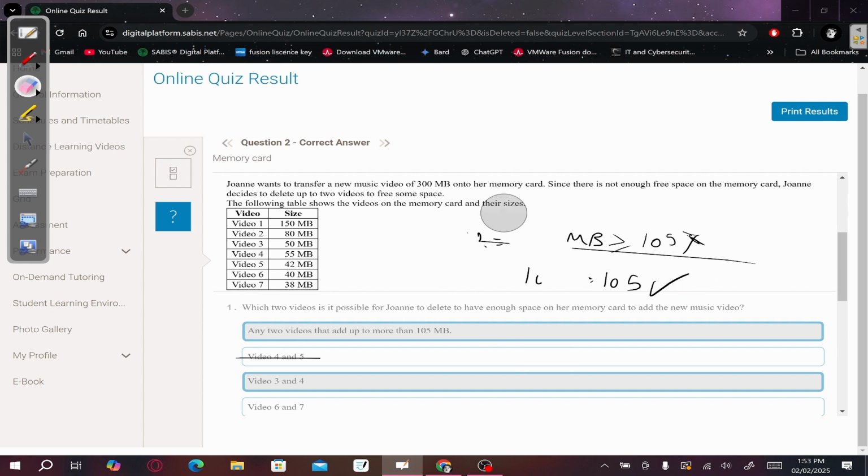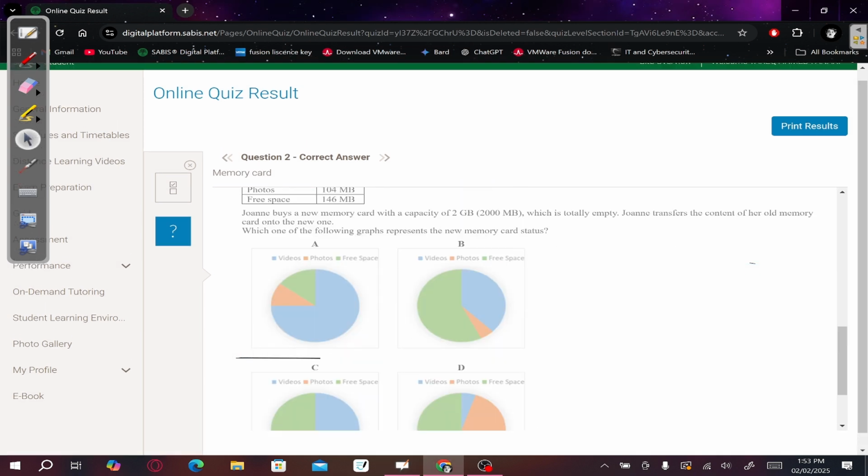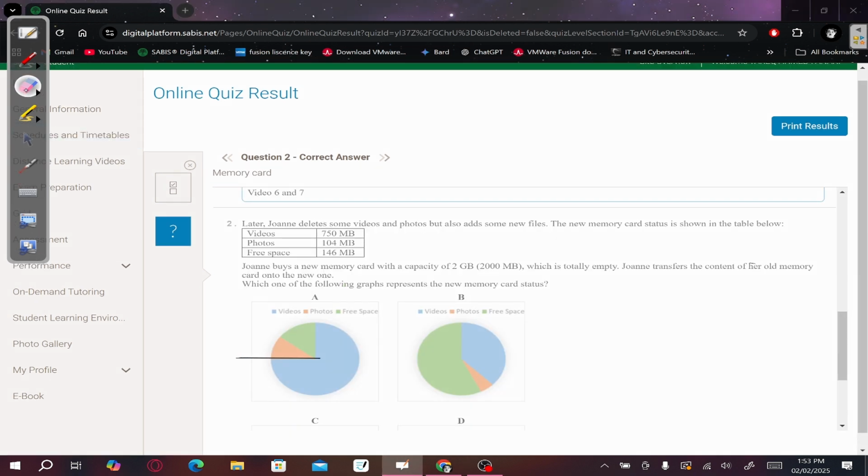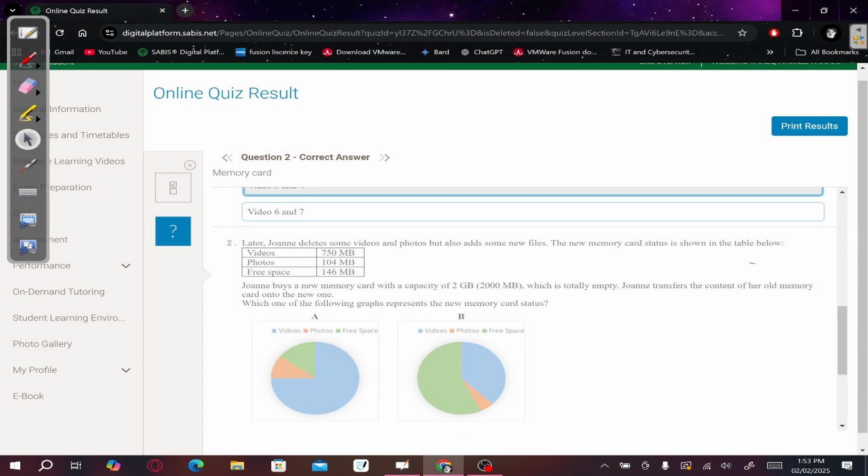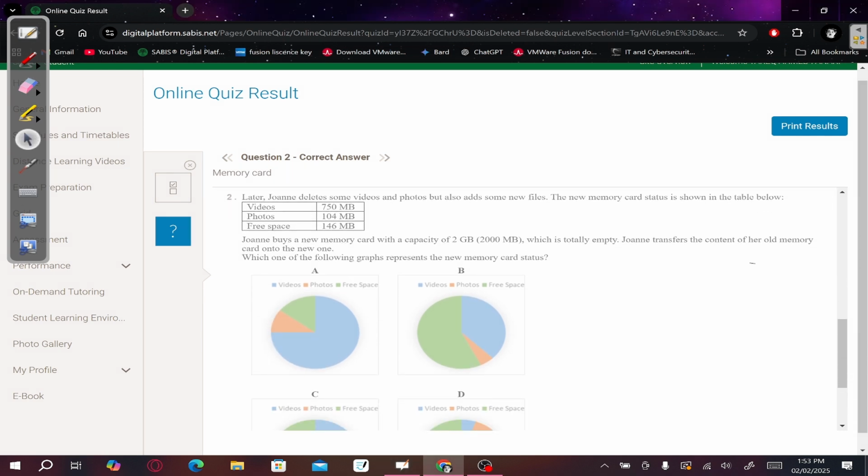Okay. Part B. Let me just erase this. Later, Joanne deletes some videos and photos, but also adds some new files. The new memory card status is shown in the table below. The video is 150 megabytes, or whatever, we'll read this when we need it. Joanne buys a new memory card with a capacity of 2 gigabytes, which is 2000 megabytes, which is totally empty. She transfers the content of her old memory card onto the new one.